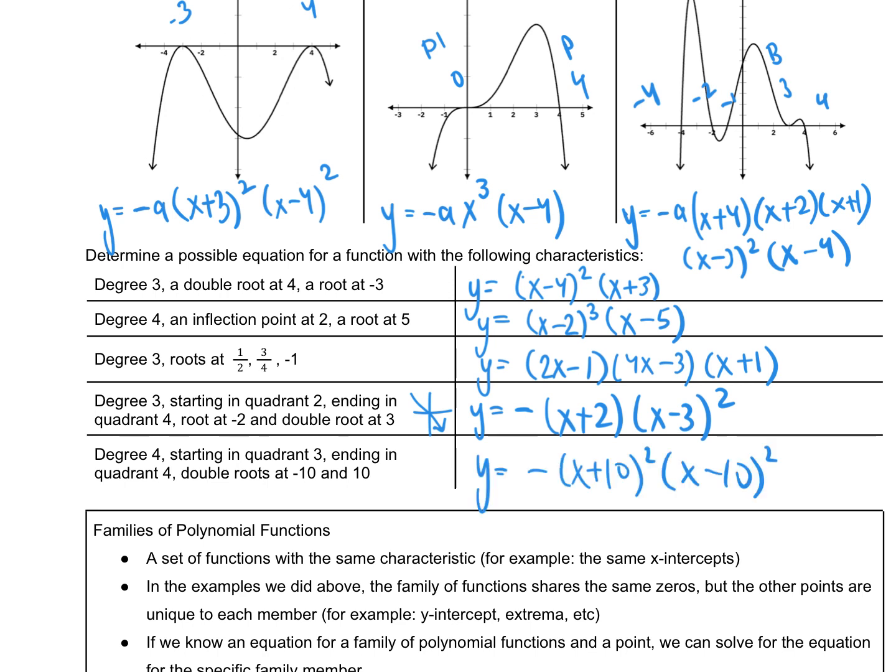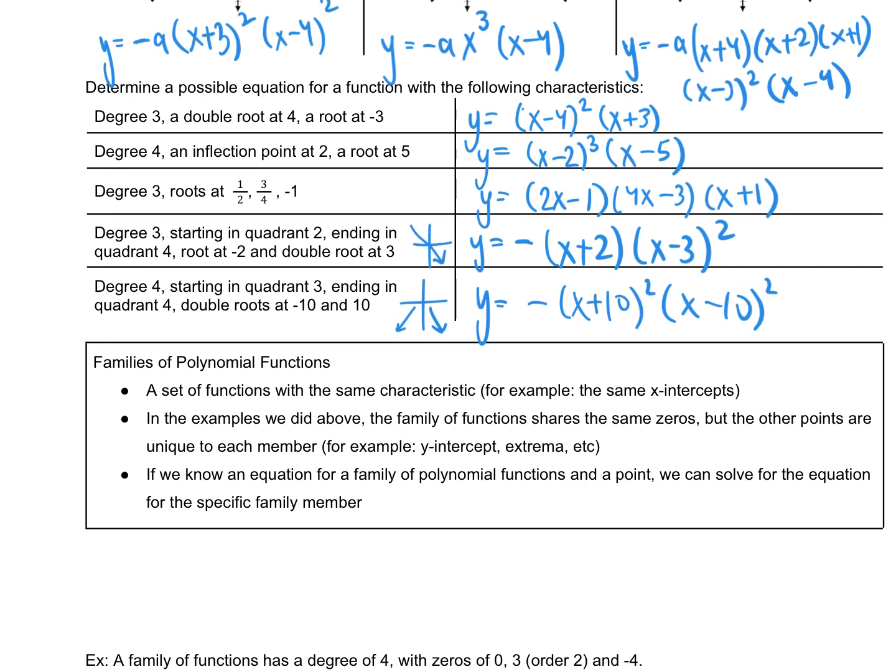And there we are. We have a negative leading coefficient because we're going down forever in both directions. So families of polynomial functions are functions that have the same characteristic. For example, if you have a set of polynomials that all have the same x-intercepts, they belong to the same family. Now, the other points can be unique, like the y-intercept, those max and mins can differ. But if the x-intercepts are the same, they're part of the same family.